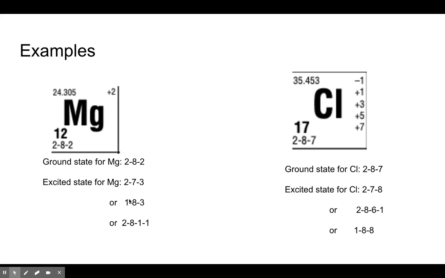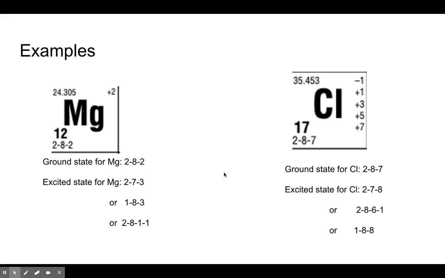Another possible excited state for magnesium, what if the first electron jumped up to the third level? Then you would be left with 1-8-3. Another possible excited state would be simply from an electron from the third level jumping up to a fourth level, 2-8-1-1. Notice in all these excited states, when you add them up, you still get 12. No electrons have been lost or gained.